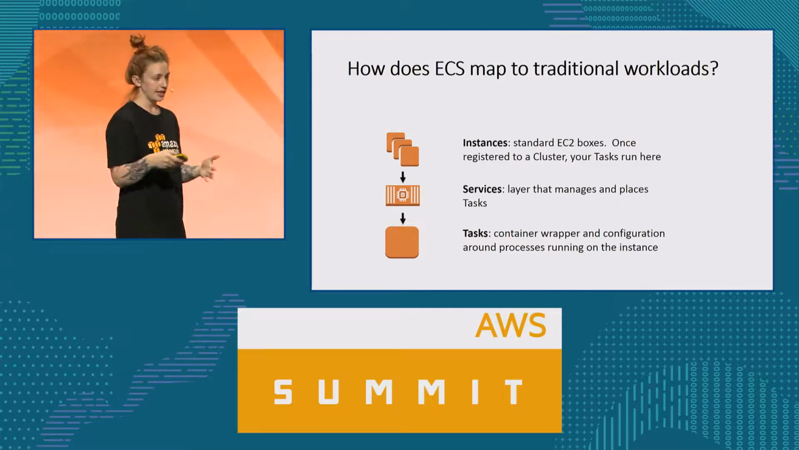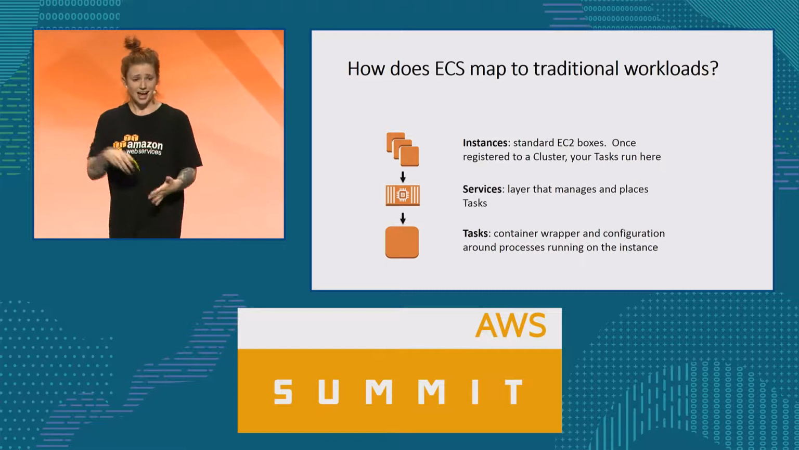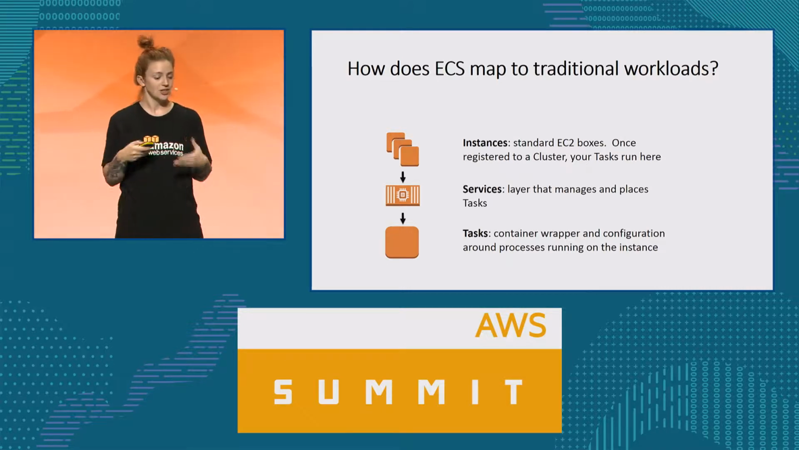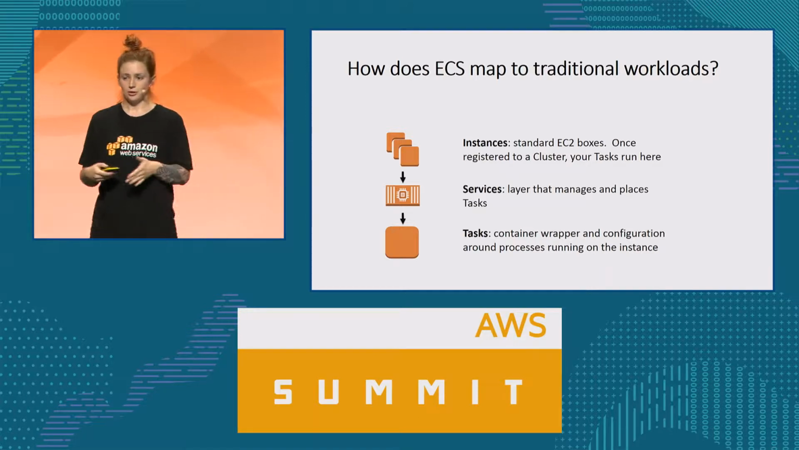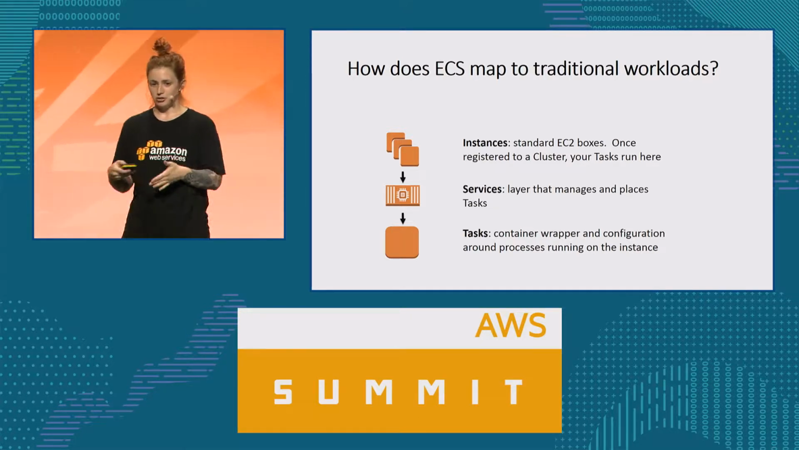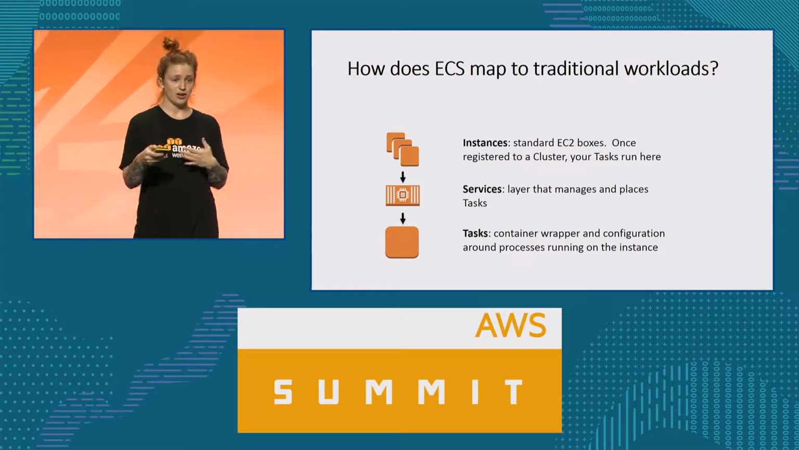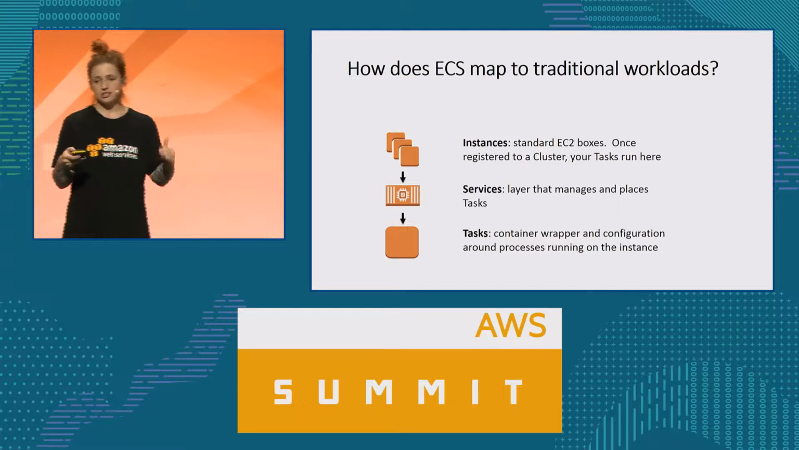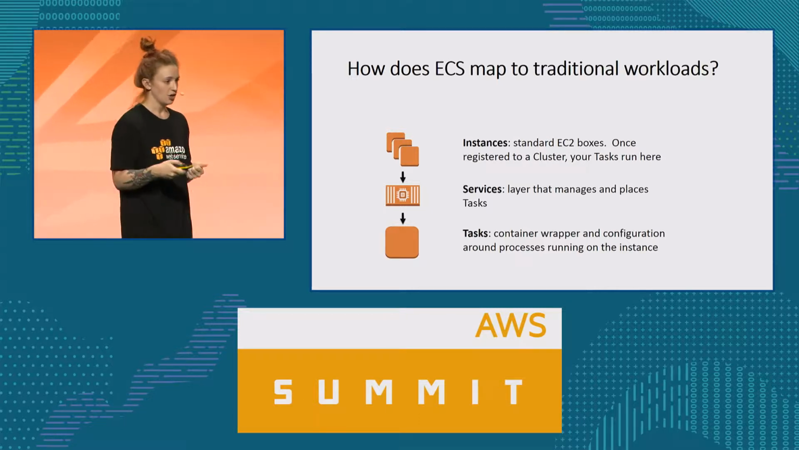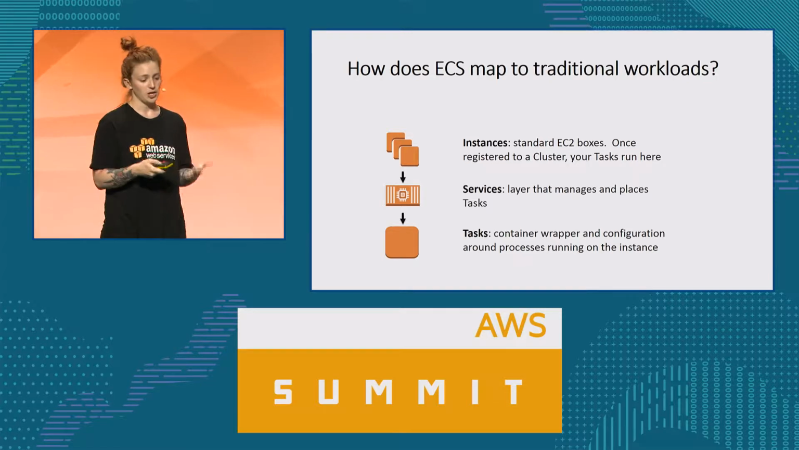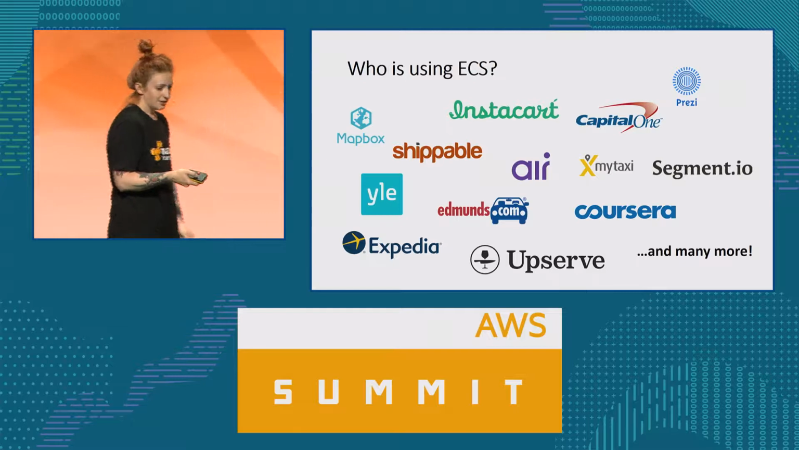A service is a layer that manages and places tasks. So that's it. And then a task is just a wrapper and configuration layer around processes running on those instances. So it sounds a lot less secretive, I think, when you do it this way. So yeah, there are containers, and they're running on a cluster, and you register them as part of tasks. But this is all that it maps down to. This is just a different way of managing your processes across your instances in a way that works really well with microservices.